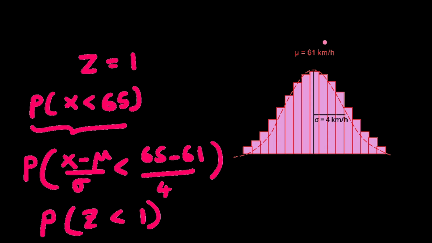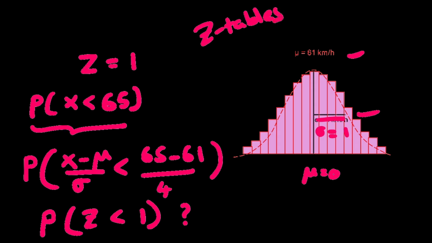Now, we need to realize that the z-score 1 in the standard normal distribution represents 65 kilometers per hour speed in a normal distribution that has a mean of 61 kilometers per hour and a standard deviation of 4 kilometers per hour. This would be true for any normal distribution with exactly the same mean and standard deviation. The whole point of standardizing the normal distribution is this. Instead of finding the area under the curve for many possible normal distributions, we can use the standardized distribution to find the area under the required value range.